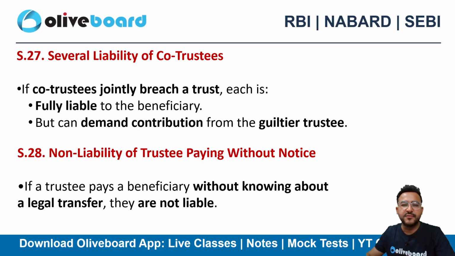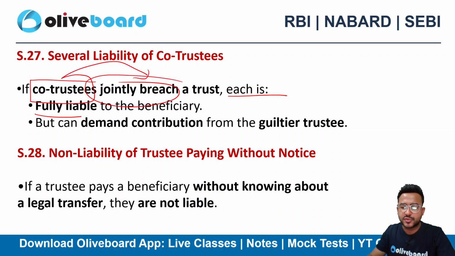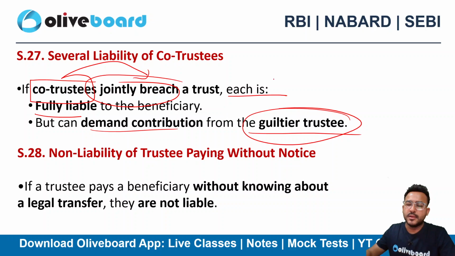Now the next section we have here is several liability of co-trustees. If the co-trustees jointly breach the trust, each one of them will be fully liable, right? The co-trustees have done a joint breach. They have jointly breached some of the conditions that are there in the trust. Now they are severally liable, right? They are fully liable to the beneficiaries, but can demand contribution from the guilty trustees as well. They can demand contribution from other trustees as well.